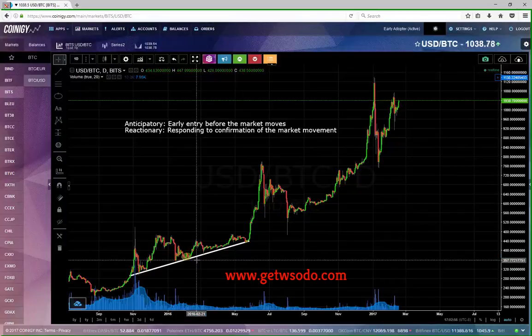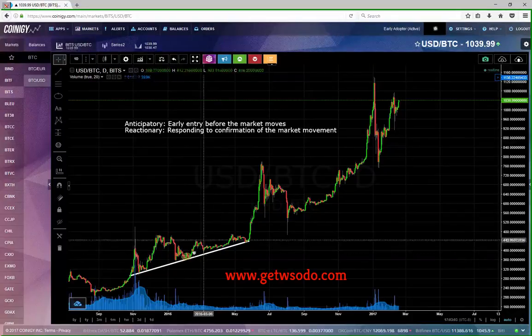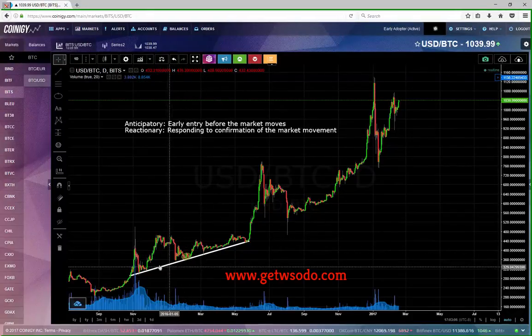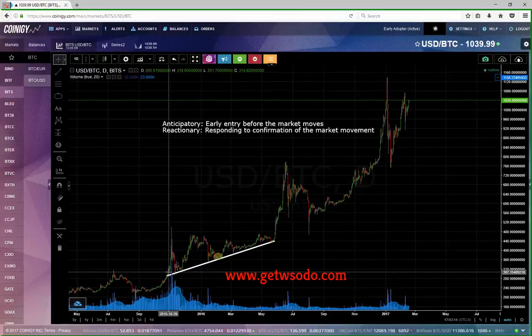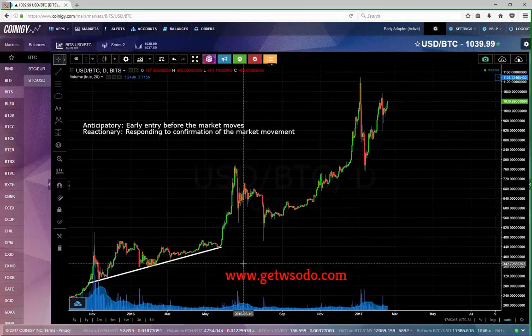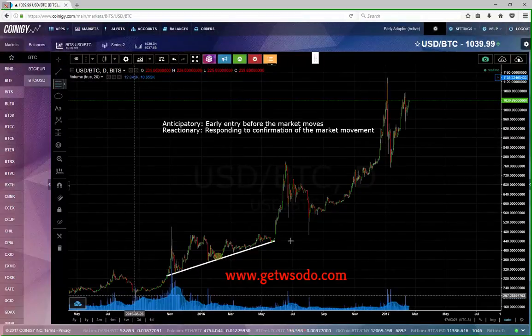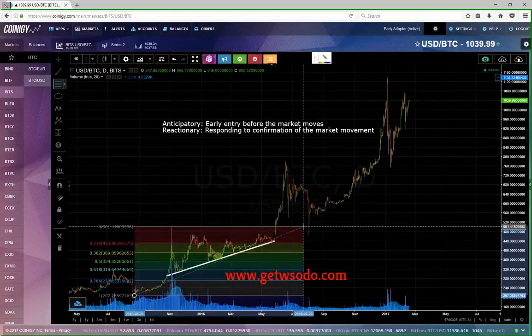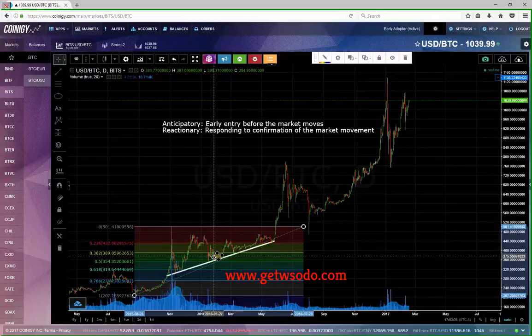You don't have any confirmation that the market will move in a direction that's favorable to you, but it's a nice early entry, so you can just kind of scale in partial size. It's nice early entry because it's following this trend line, right? And if you were to look at something like a Fibonacci retracement, you could also see that it happens to line up closely to the 50% retracement area, right? So that would be an anticipatory trade.